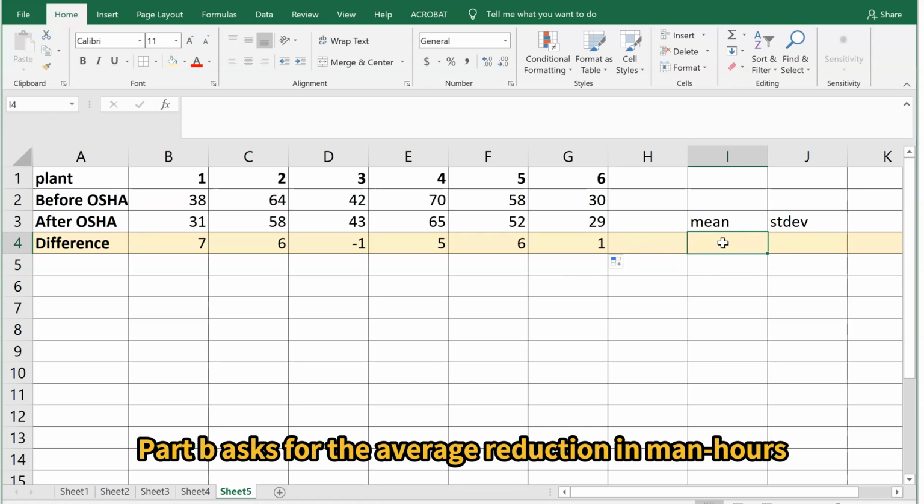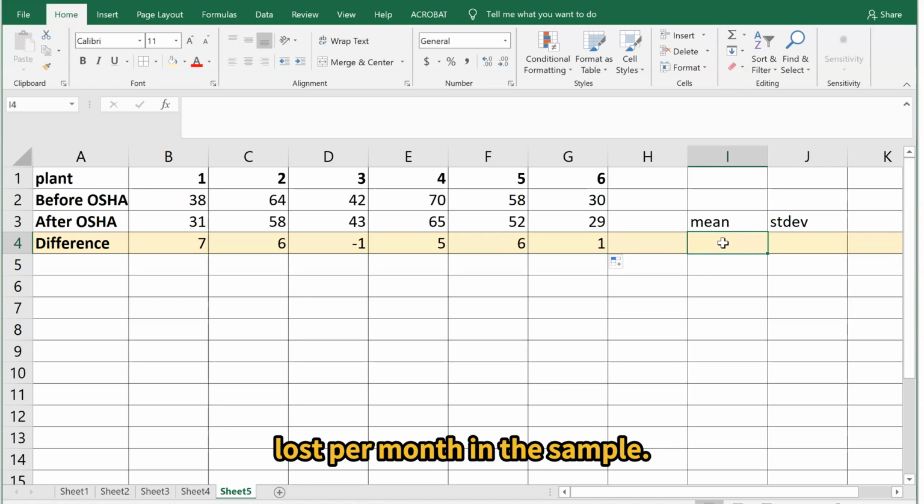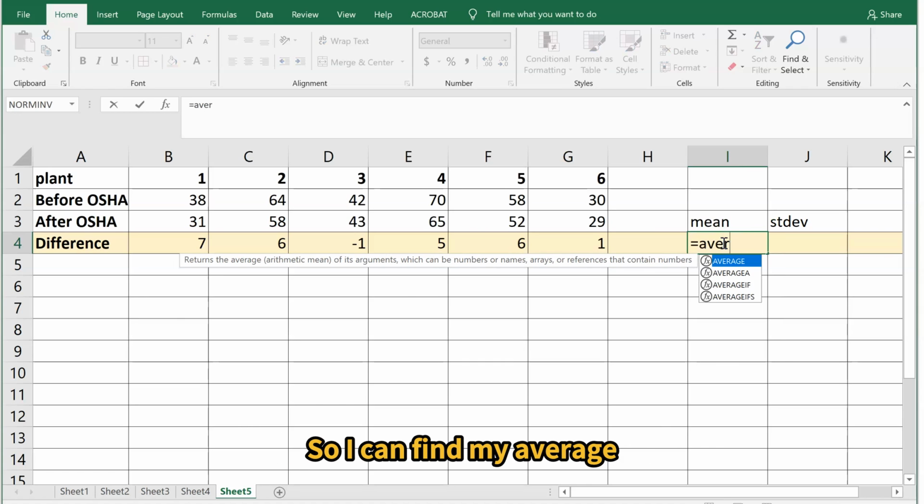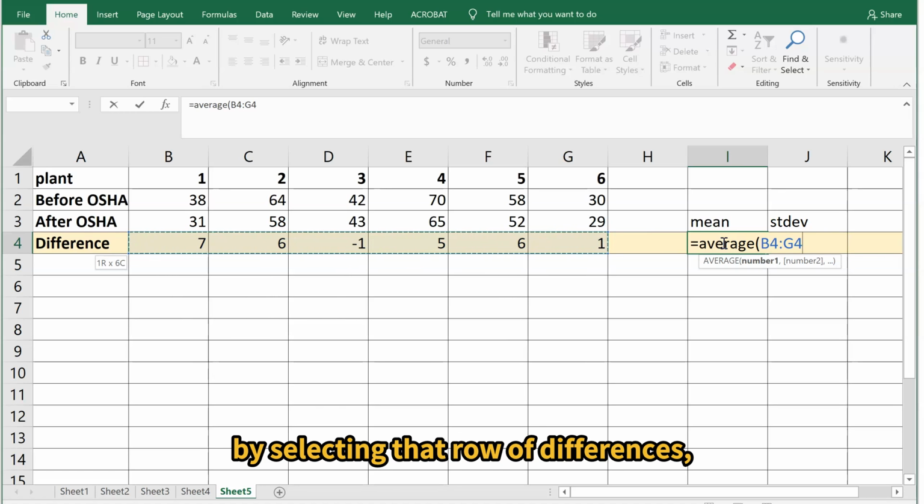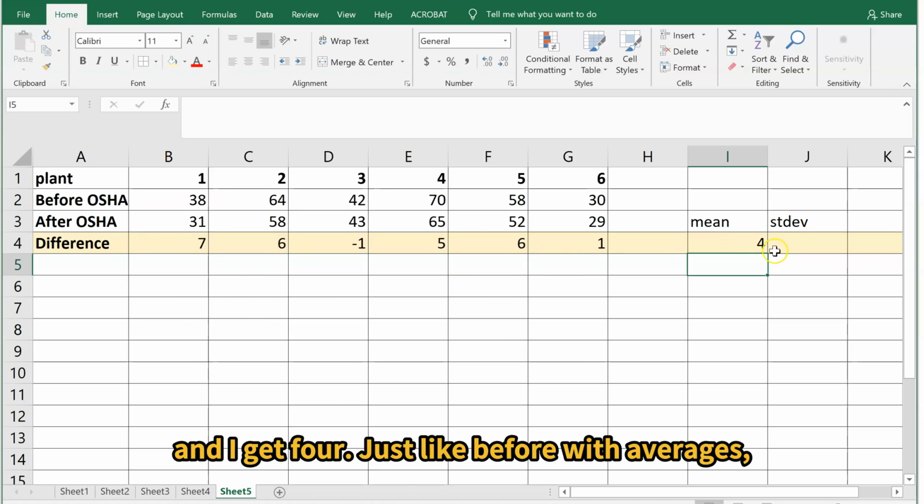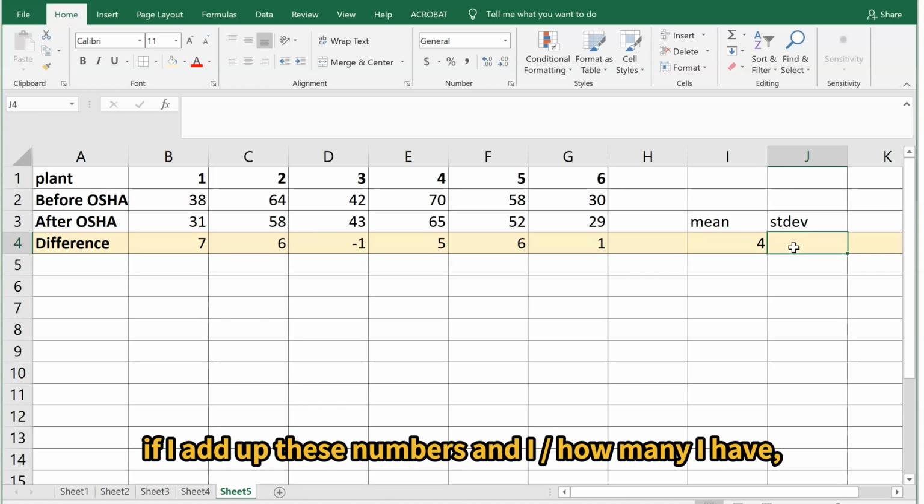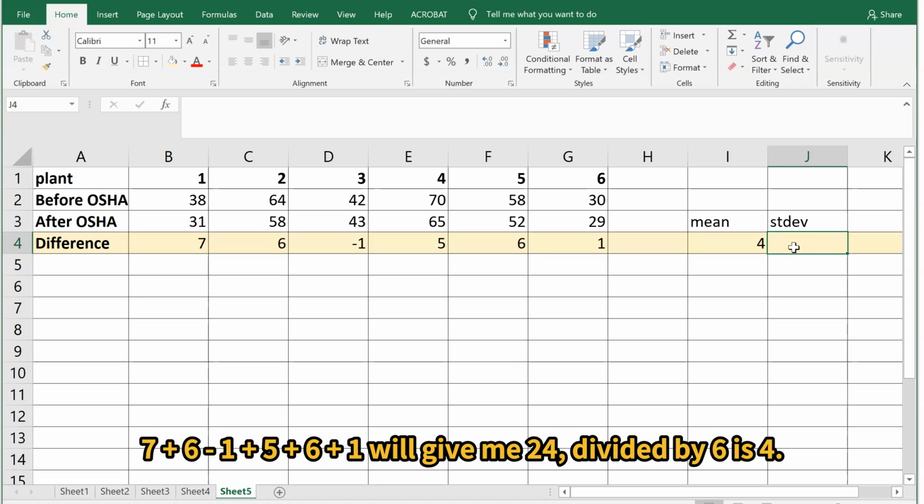Part B asks for the average reduction in man-hours lost per month in the sample. So I can find my average by selecting that row of differences, and I get 4. Just like before with averages, if I add up these numbers and I divide by how many I have, 7 plus 6 minus 1 plus 5 plus 6 plus 1 will give me 24. Divided by 6 is 4.